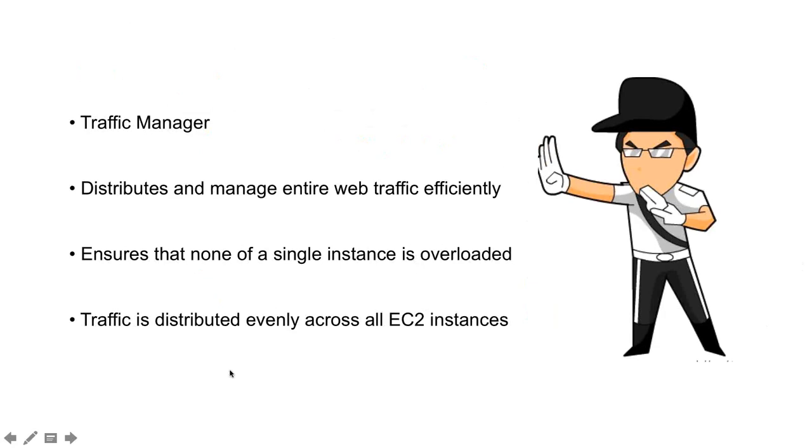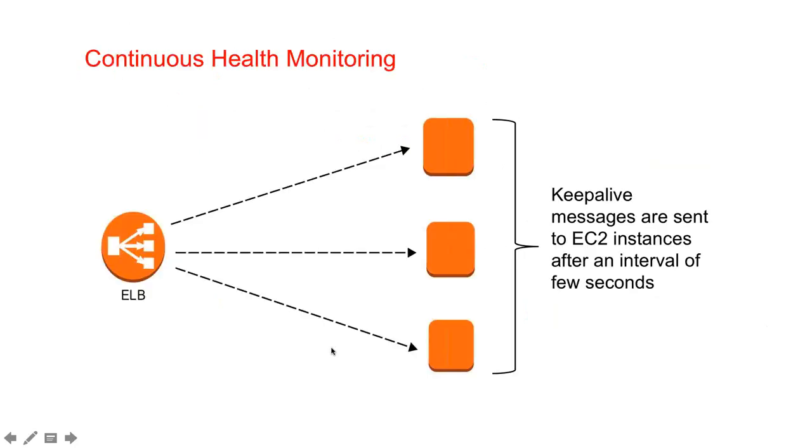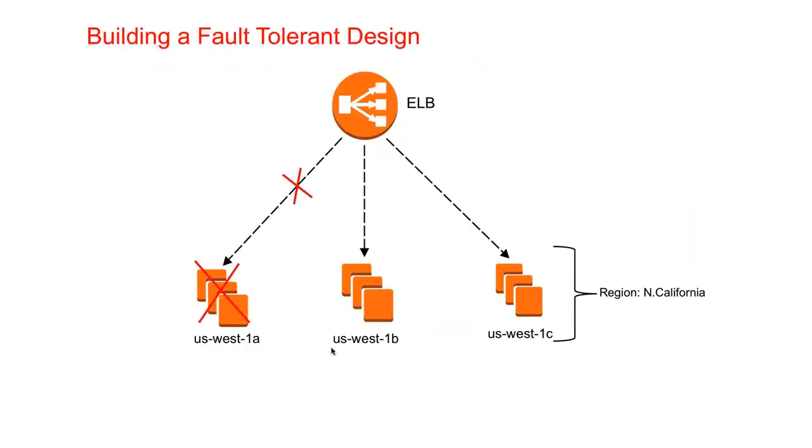All right. So we have discussed that the load balancer always facilitates continuous health monitoring. It keeps on sending ping messages, the keep-alive messages, to know that the instance is up and running. Now, this is quite important. An elastic load balancer always helps you to build a fault-tolerant design. If I'm saying fault-tolerant design, what do I mean by that?